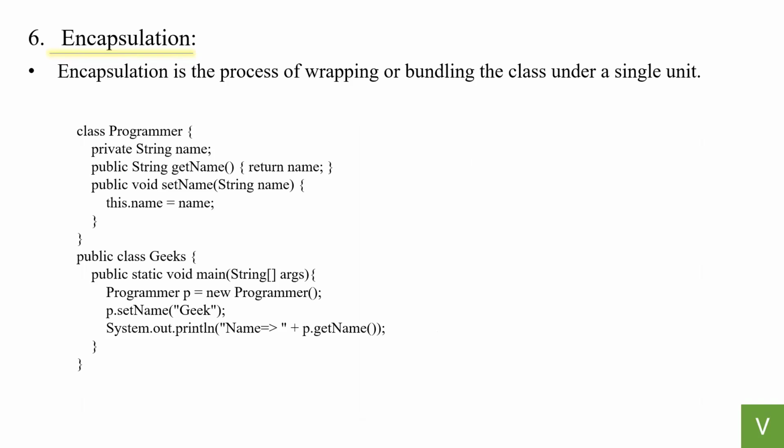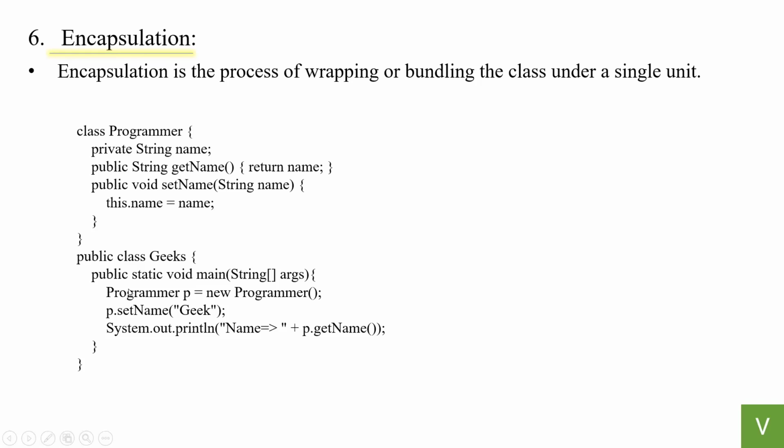Now let us look into the final basic concept of object-oriented programming, which is encapsulation. Encapsulation is the process of wrapping or bundling the classes under a single unit. In encapsulation, we have different access specifiers like public, private, static, etc. If we use public, the particular method or field can be accessed within the entire code. If we use private, it can be accessed only within that particular class.